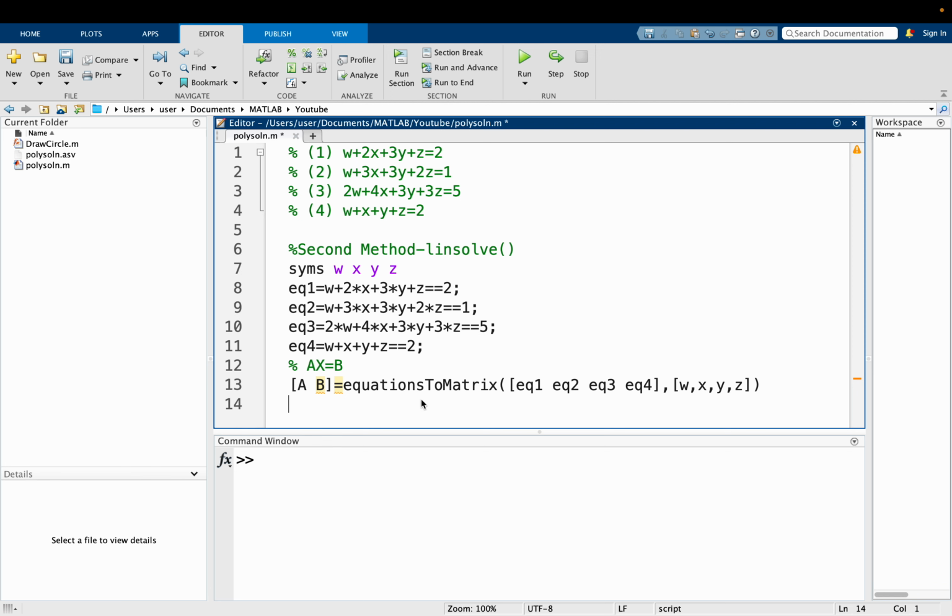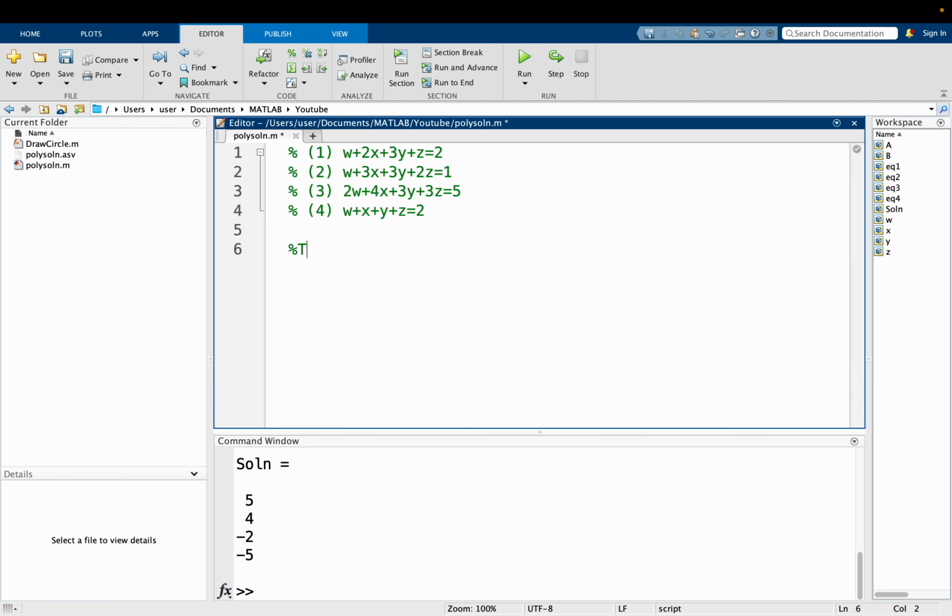Then I can obtain my solution using linsolve. Then I will give it the determined matrices. After running it, I will have my solution. As you can see, my w is 5, my x is 4, my y is -2, and my z is -5.